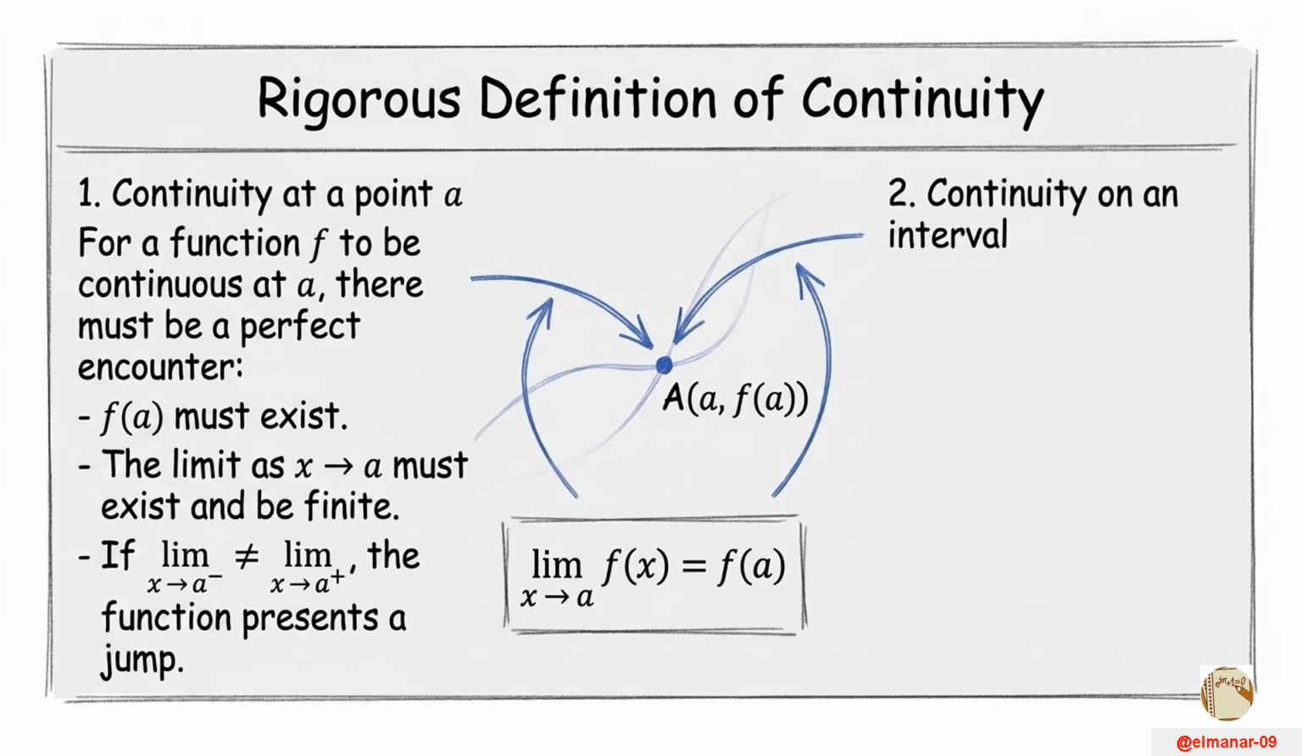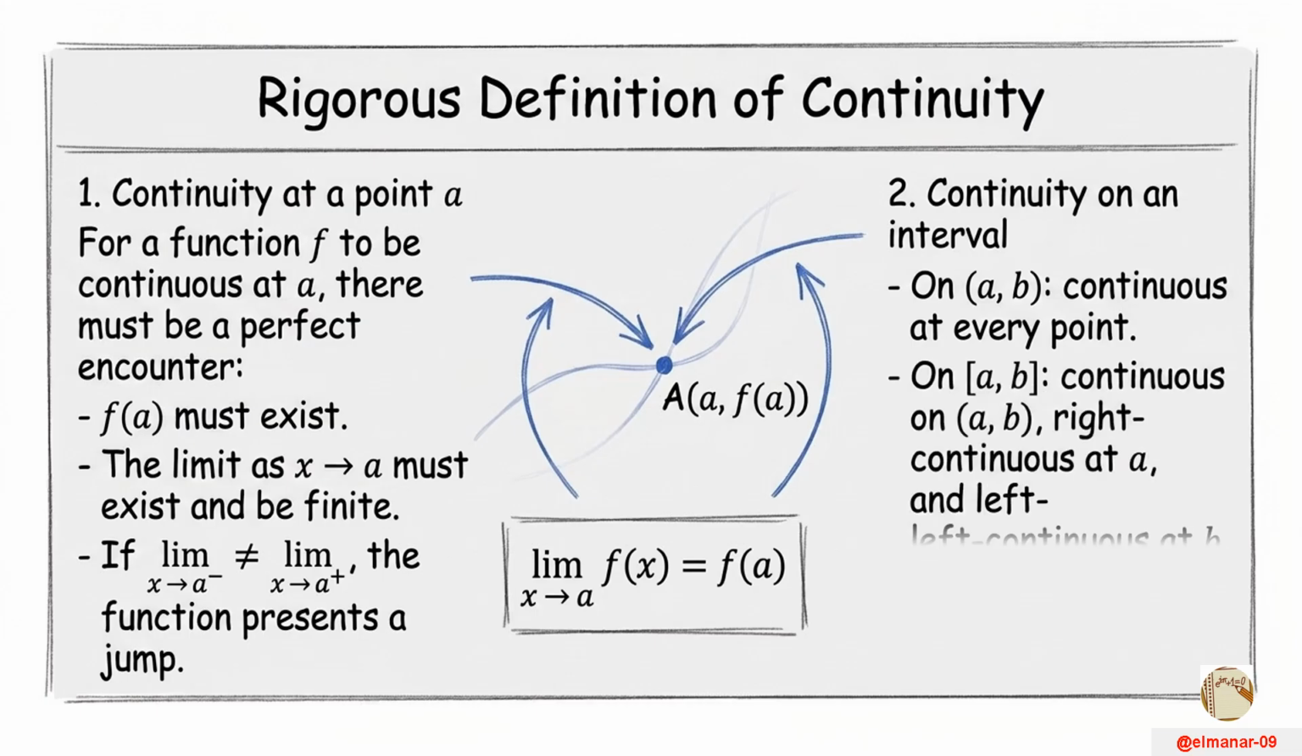We also talk about continuity on intervals. For an open interval, the function must be continuous at every single point inside. For a closed interval from a to b, we check every point inside, plus right continuity at a and left continuity at b to make sure the endpoints are perfectly connected to the rest of the curve.